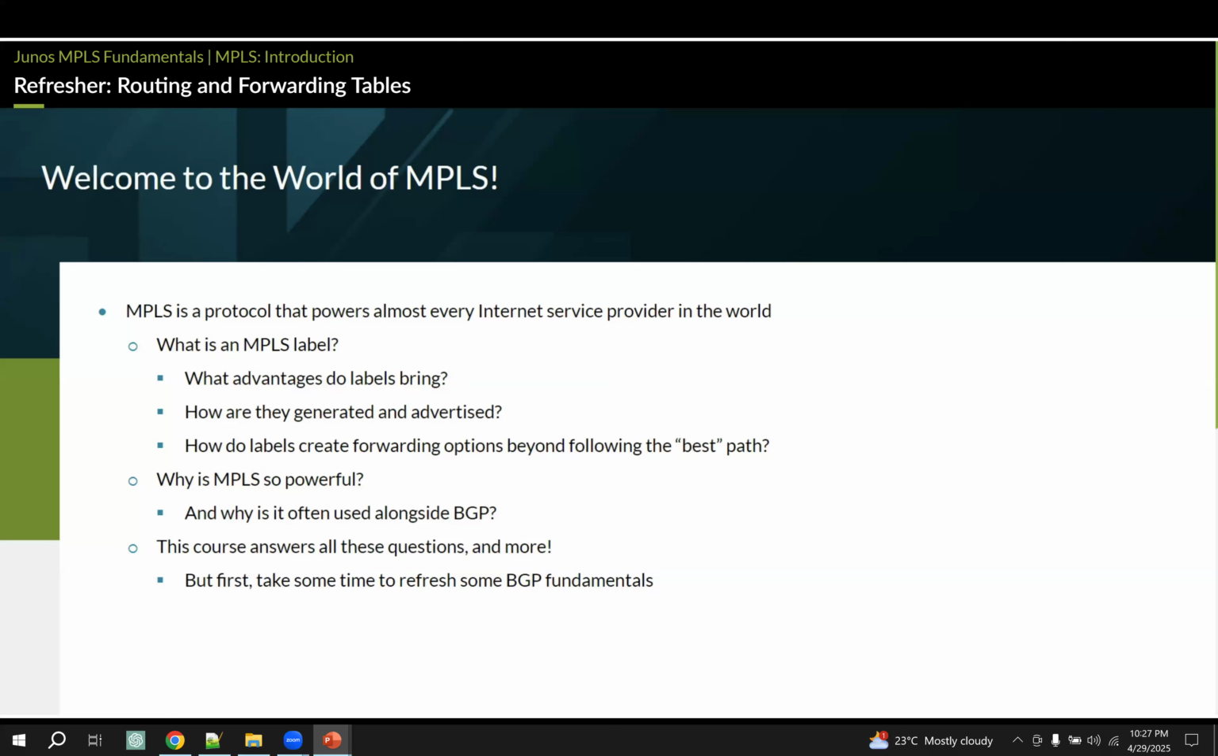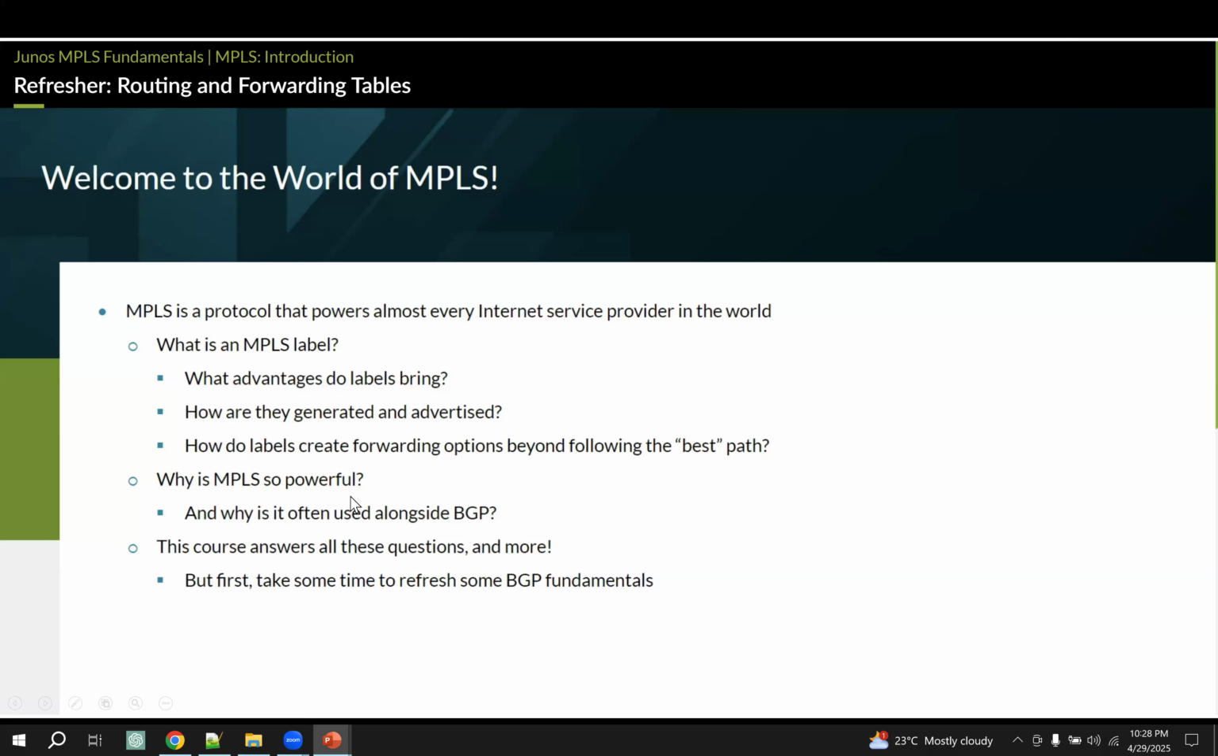And some solutions depend on which problem or requirement is coming from your customer. How are labels generated and advertised? You can generate them statically, or they can be generated and advertised dynamically. If labels are generated dynamically, you have to use a protocol like LDP, RSVP, or segment routing. The third point is how labels create forwarding options by following the best path.